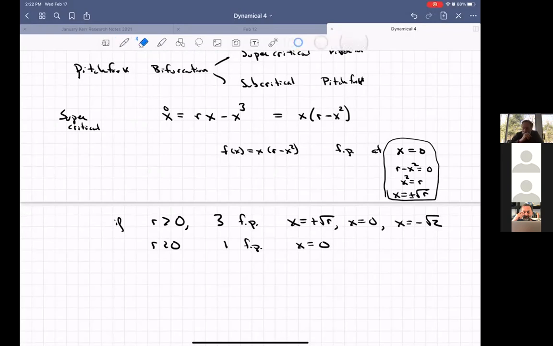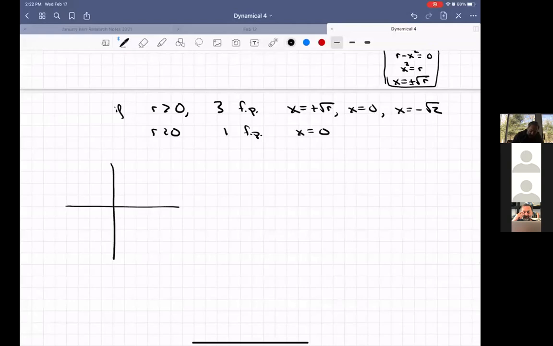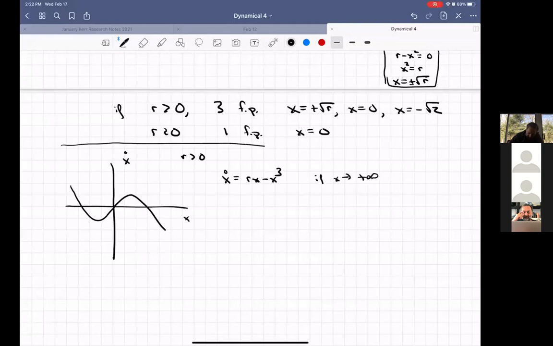Okay. Everybody good? So if I draw out x dot versus x for r positive, what you get is a curve that looks like this, right? So x dot here was rx minus x cubed, right? So here, if x goes to plus infinity, x dot goes to minus infinity because of the minus sign there, right?